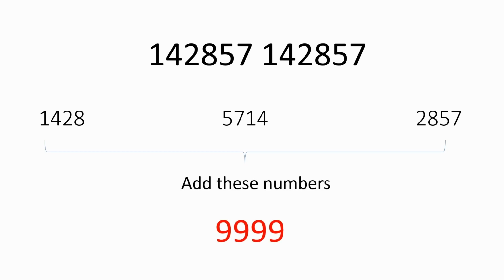The 6 digits can't be divided into 4-digit parts. So I am adding another set of digits: 1, 4, 2, 8, 5, 7, 1, 4, 2, 8, 5, 7. Now I am dividing this into 3 parts of 4 digits. Adding these 3 parts, that totals to 9999.